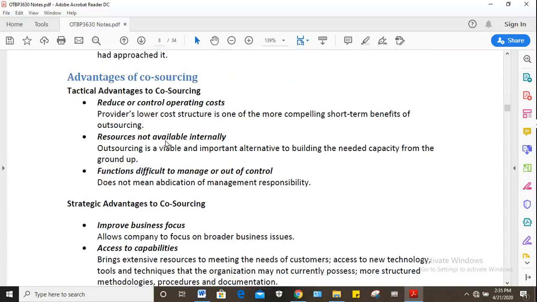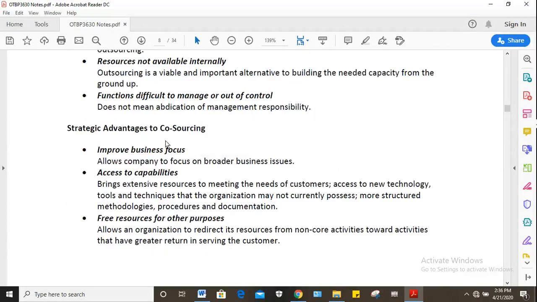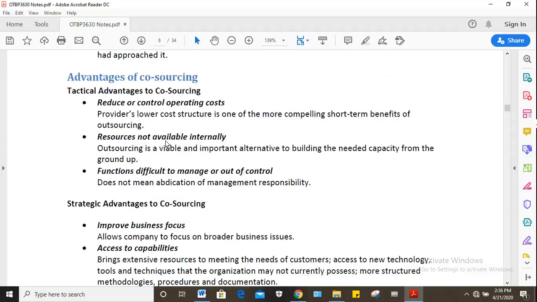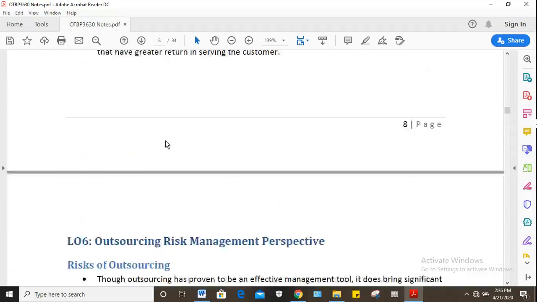Reduce or control operating costs. Resources not available internally, so you'd want to use someone who is outside. Functions difficult to manage or out of control, so it's something that you're struggling with, then you give to someone else to do it. Then there are also strategic advantages to co-sourcing. Improve business focus, access to capabilities, free resources for other purposes. You see, so this usually follows naturally just from the whole concept of outsourcing.